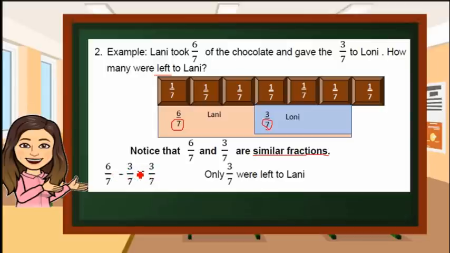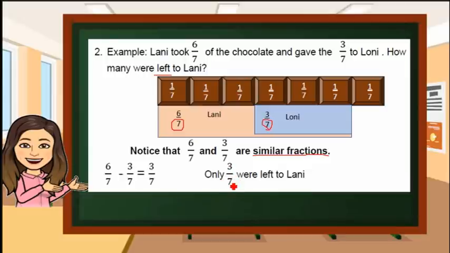So 6/7 minus 3/7 is equal to 6 minus 3, class. How many are left? 3. So 6 minus 3 is equal to 3. Then we just copy the 7, which is our common denominator. So still we will use 7. So the final answer is 3/7.